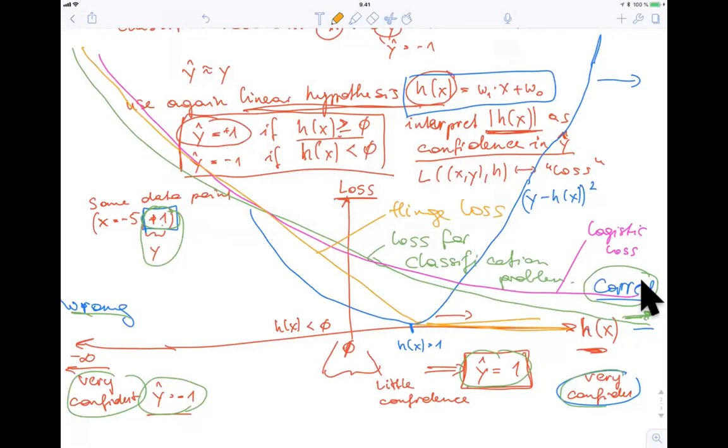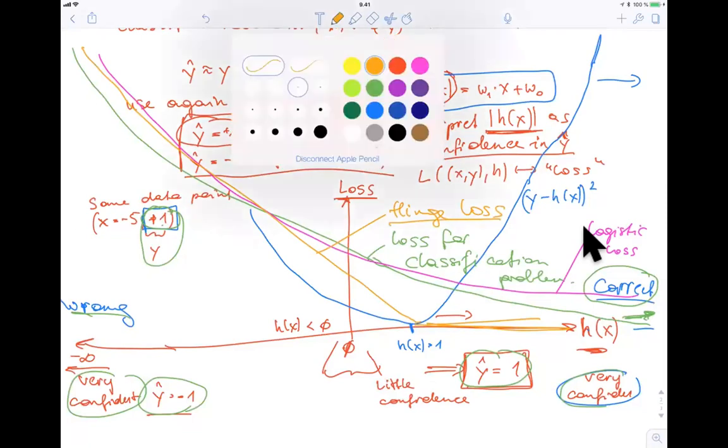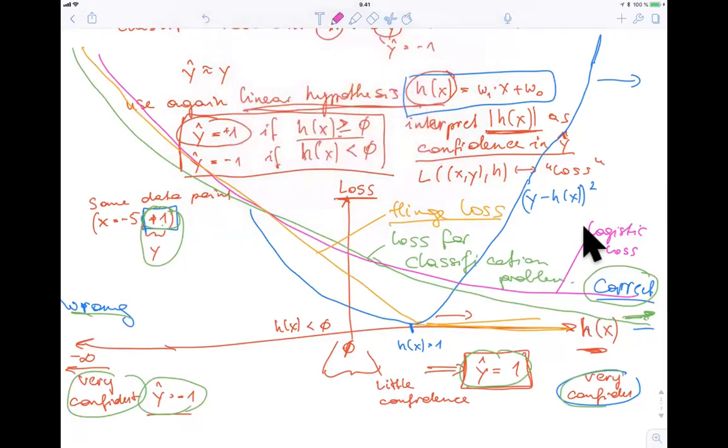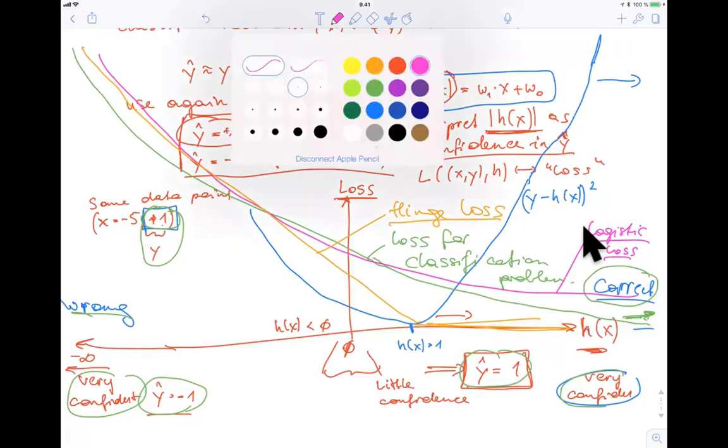Another example, does anybody know another example for a loss function that would behave in the manner that we would like to have for a binary classification problem? So we have the hinge loss, we have the logistic loss. Does anybody know another loss function that could be used for a classification problem? What would be the formula?